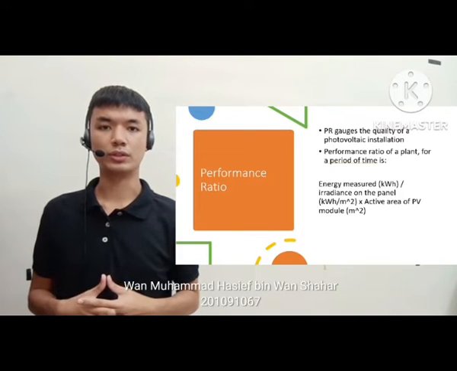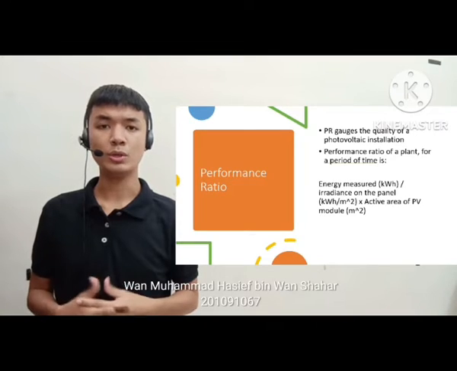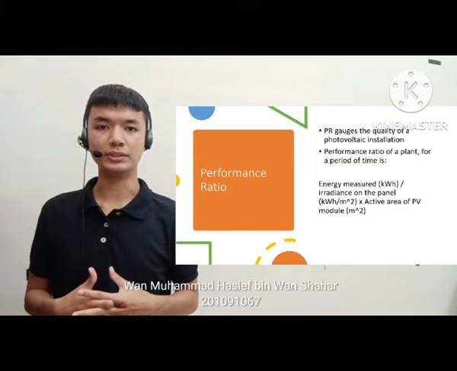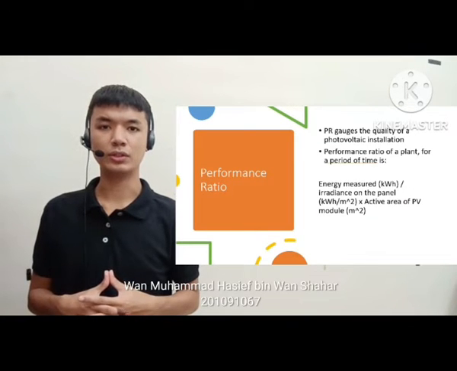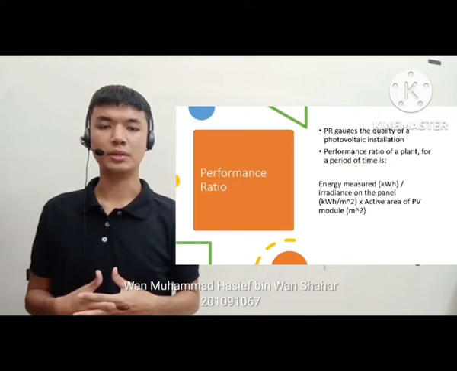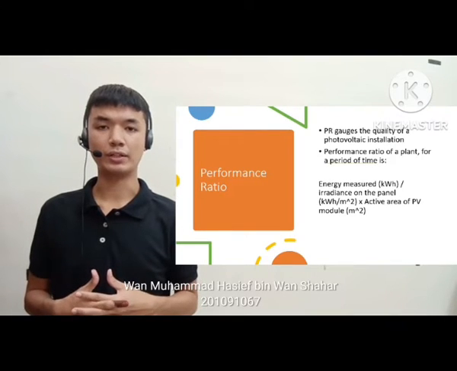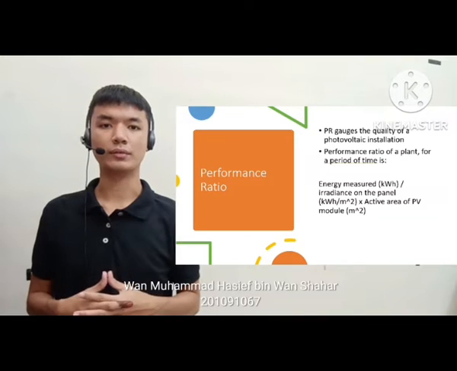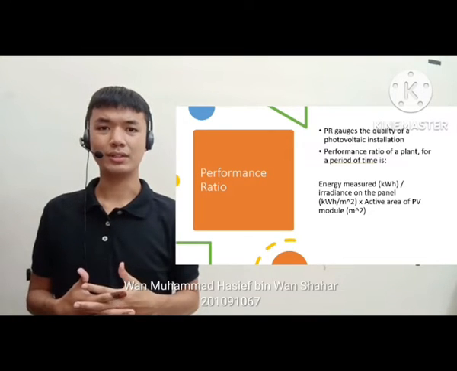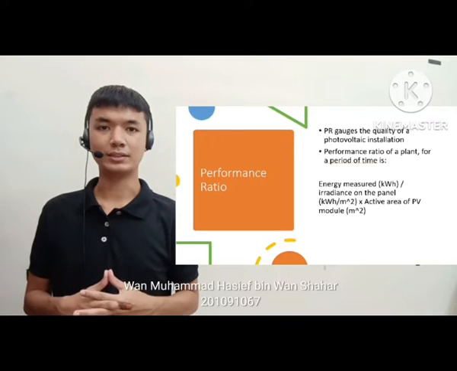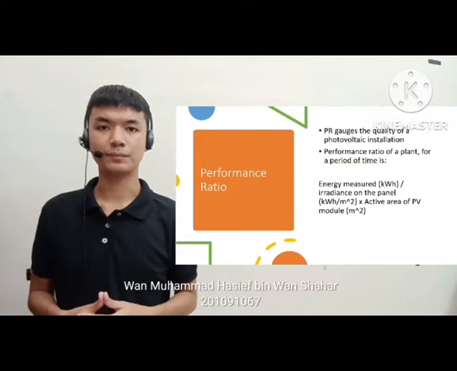PR gauges the quality of a photovoltaic installation. The performance ratio of a plant for a period of time is energy measured in kilowatt hour divided by irradiance on the panel in kilowatt hour per square meter times active area of PV module in square meter. It encompasses all losses regardless of system size, tech used, or location. That is all from me for the mathematical model of solar power generation.